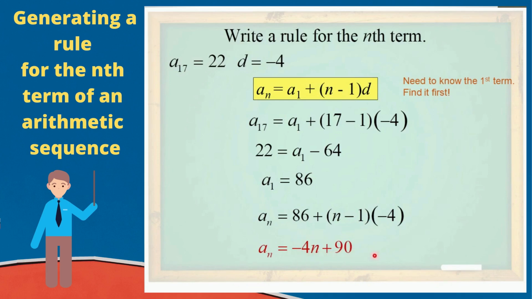So how did we get this negative 4n plus 90? Negative 4 times n is negative 4n, and negative 4 times negative 1 is positive 4. So 86 plus positive 4 is 90. So the rule for the nth term for this particular sequence is a sub n equals negative 4n plus 90.